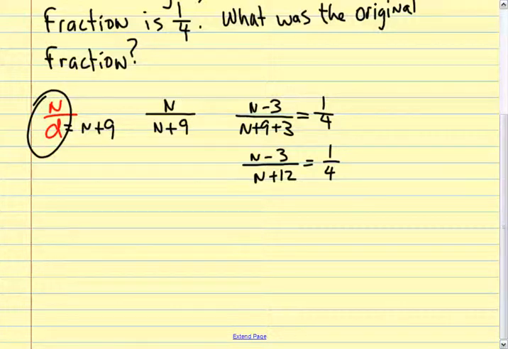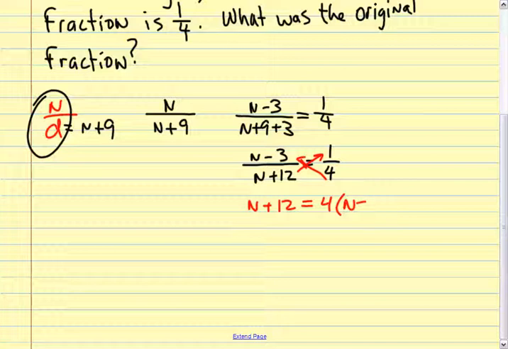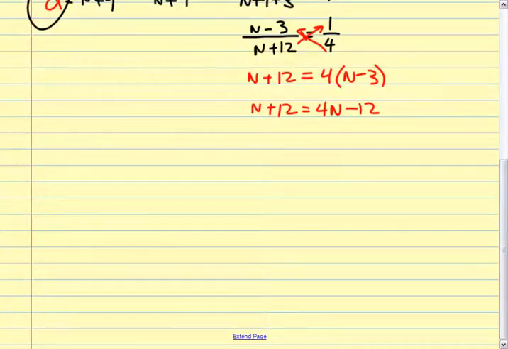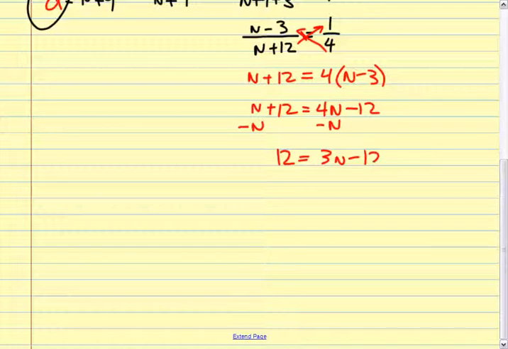But I've got a fraction equaling a fraction. I'm going to cross multiply, right? n plus 12 times 1, well that's just n plus 12. And then 4 times (n minus 3), we'll distribute that. So we're going to get n plus 12 is equal to 4n minus 12. Okay? All right. I'm going to get the n's together. You know I want to get variables together first. So now I've got 12 is equal to 3n minus 12.